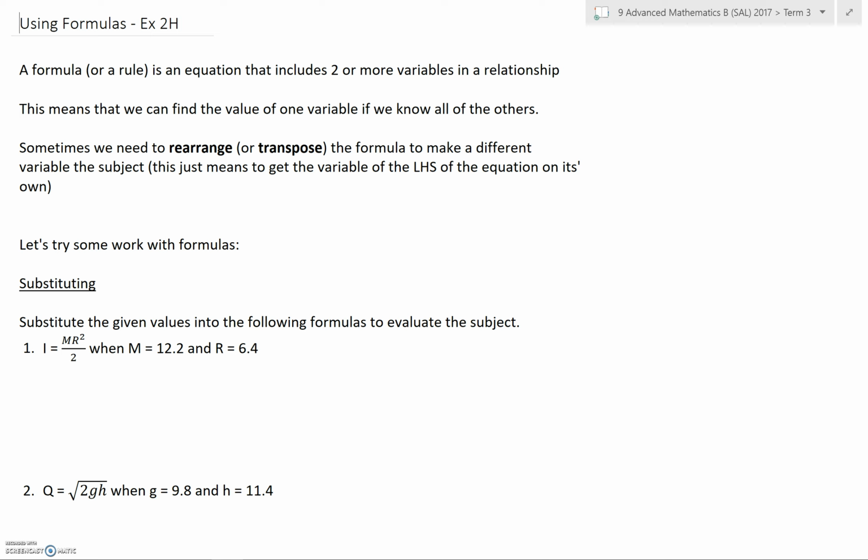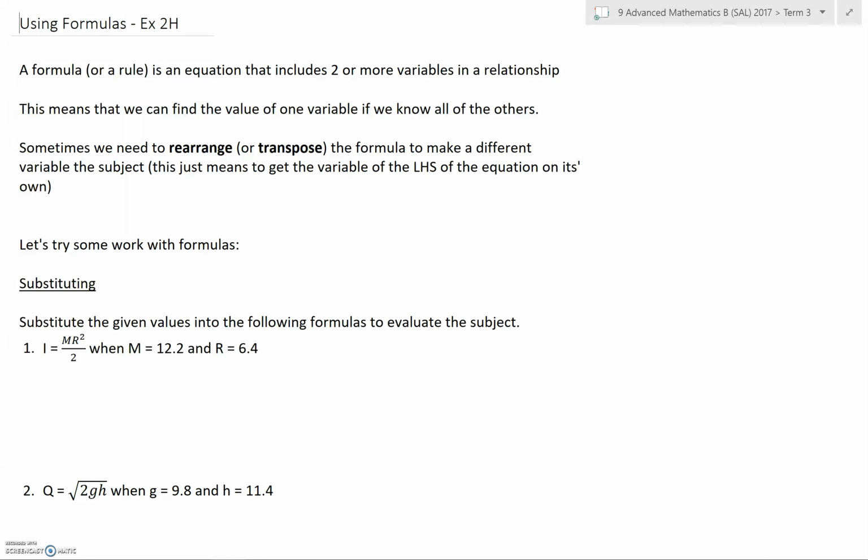So basically what that means is we can find the value of one variable if we know all of the other variables in the problem. So sometimes to do this though, we need to rearrange or transpose, remember that word? Transpose the formula to make a different variable the subject. That means get it on its own on the left-hand side of the equation. So you just have to really remember those terms. Transpose just means rearrange, and make the subject means get it on its own on the left-hand side.